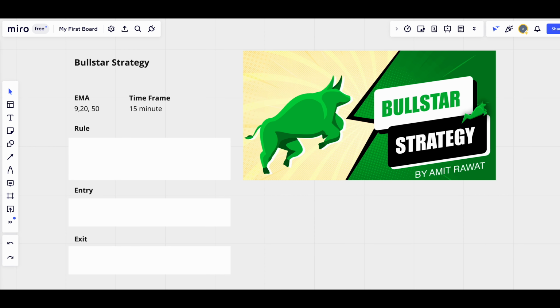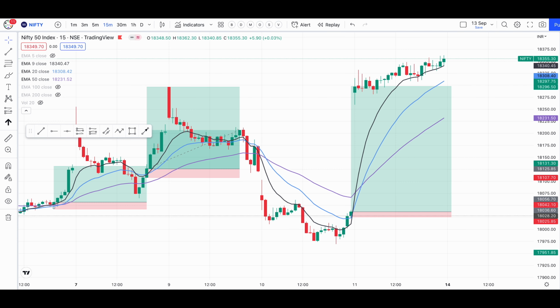So today I'm going to discuss the Bull Star strategy. This strategy works only in a bullish trend. In this I'm going to discuss what indicators you need to follow and the rules for when you can plan your entry and your exit. So let me go to the chart and start with it.